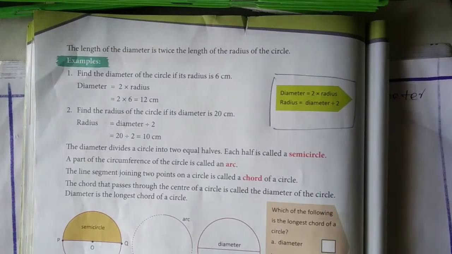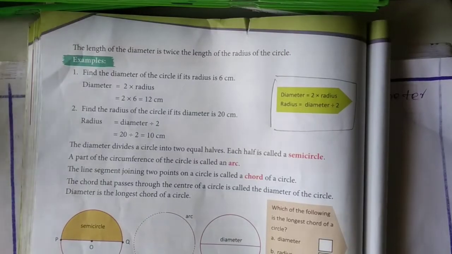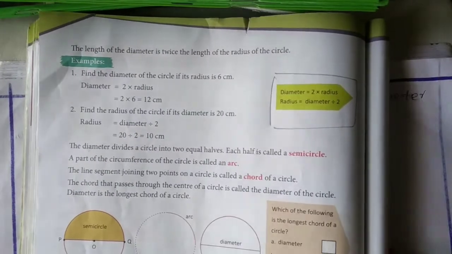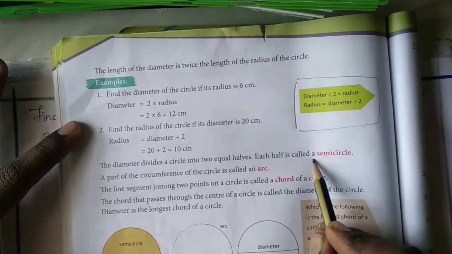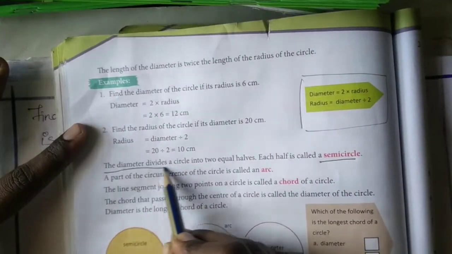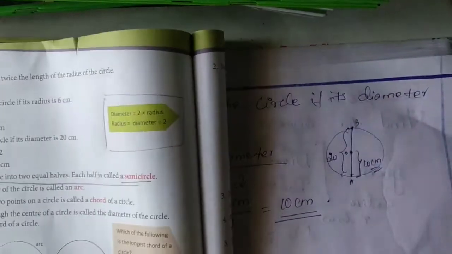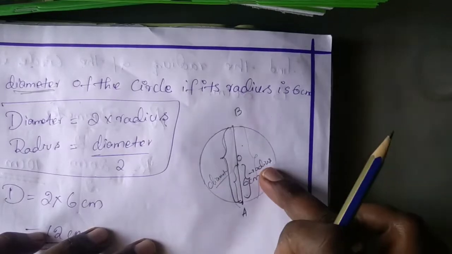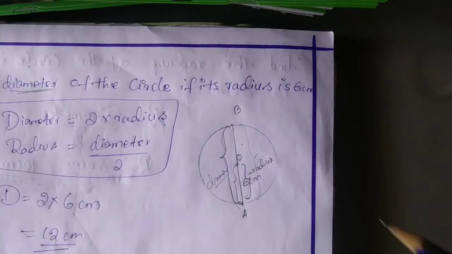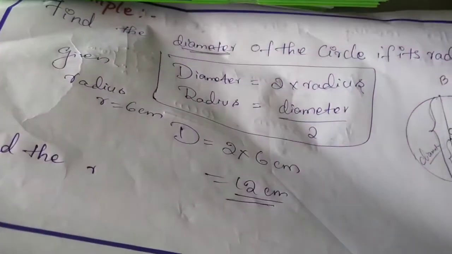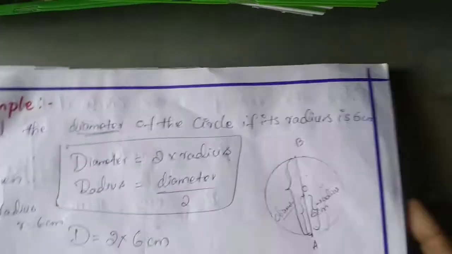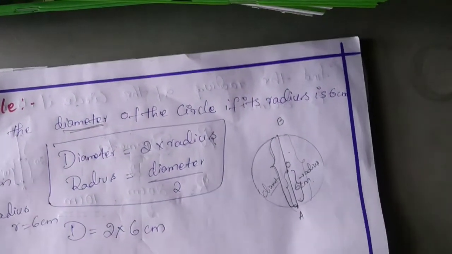Diameter divides the circle into two equal halves. Each half is called a semicircle. Please underline this one. A diameter always cuts the circle into two equal halves, and each part is called a semicircle. Diameter always cuts the given circle into two equal halves, so each half is called a semicircle.